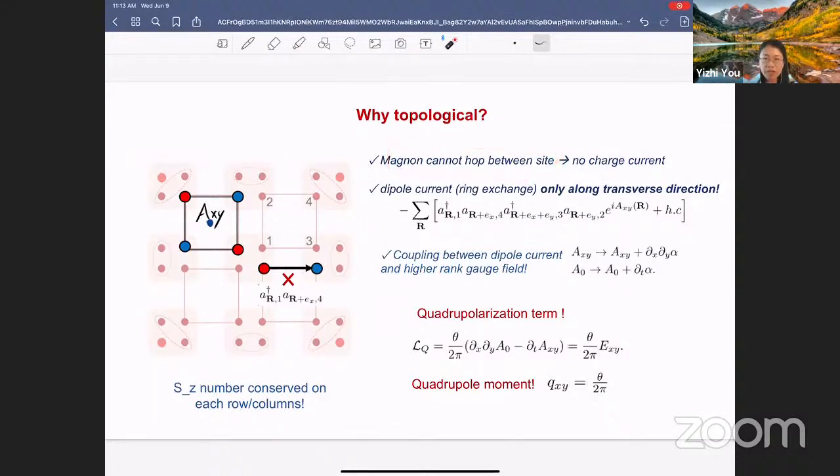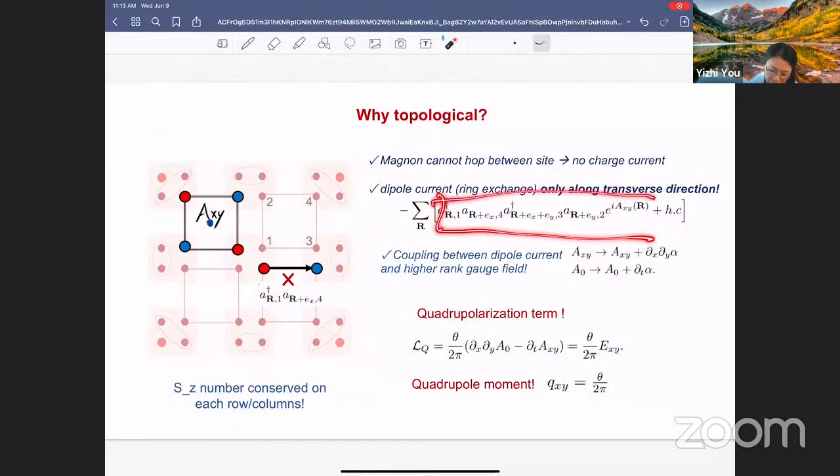So here we have a subsystem U1 symmetry. How do we gauge the subsystem U1 symmetry, or say how do we couple it to an external electromagnetic field? So remember, because of subsystem U1 symmetry, a magnon, or say a hard-core boson, cannot hop between sites like this. And the only dynamics between the unit cells is a ring exchange term, which transports a particle-hole pair like a dipole and lets them hop in the transverse direction. So if I gauge the subsystem U1 symmetry, then I should introduce a gauge potential living at the center of each plaquette, and that gauge potential is what I call A_xy, only one spatial component.